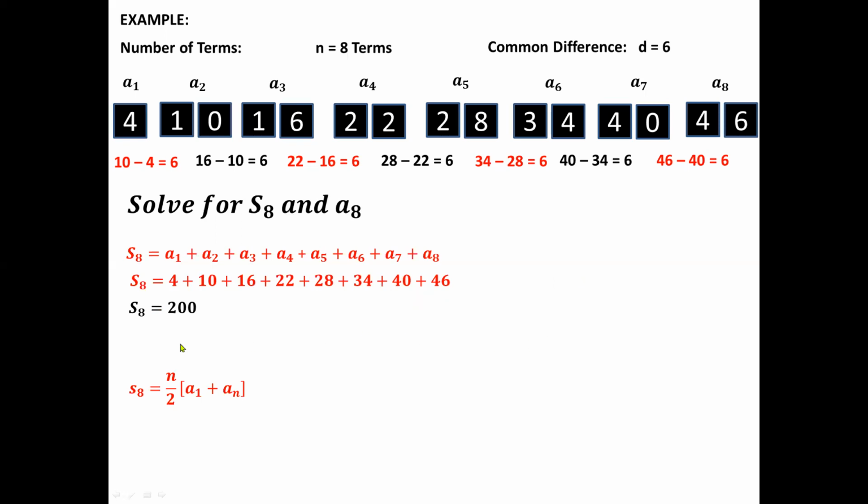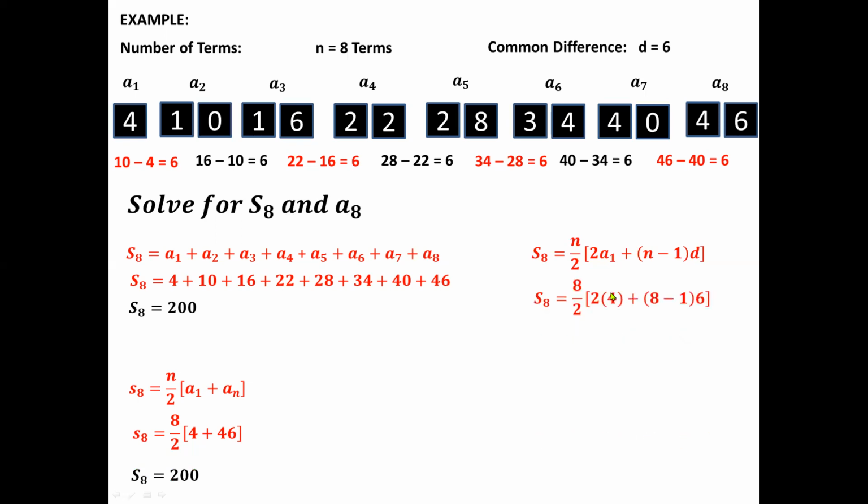Okay, alternative formula for solving for S sub 8, since ang n natin is equal to 8, that's why 8 over 2. A sub 1 is 4 and A sub n is 46, which is actually also A sub 8. So we have 4 plus 46 equal to 50, but 50 divided by 2 is 25, and 25 times 8 is 200. That is why S sub 8 is still 200. And then, how about trying the other formula ng S sub 8? Pinapakita ko lang na kahit alin sa tatlong yan ang gamitin natin, mag-arrive lang tayo sa parehong sagot.